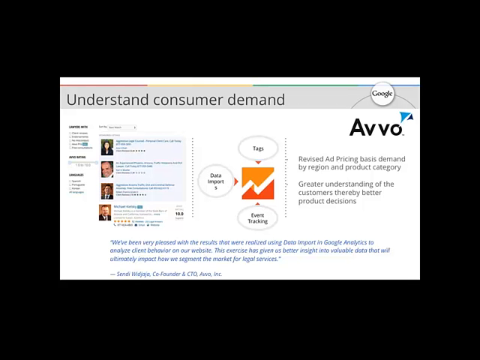So they did a bunch of experiments and tests, and with a lot of sophisticated tracking in Google Analytics using events, they were able to determine that certain products and certain regions demand a higher ad pricing, and certain other regions and product categories require a lower ad pricing. Why? There were reasons: certain types of legal advice were more in demand, and certain other types were lesser in demand. So based on the demand in different markets and different types of legal advice, they altered their pricing, and that led to significantly more revenue for them. Just one more use case of how you can use even the tracking in Google Analytics to drive, like I said, superior business results.